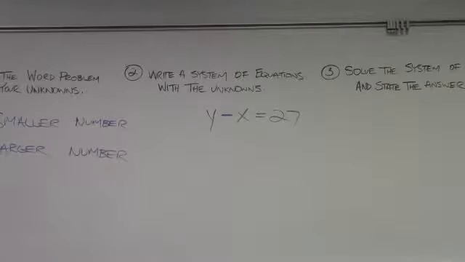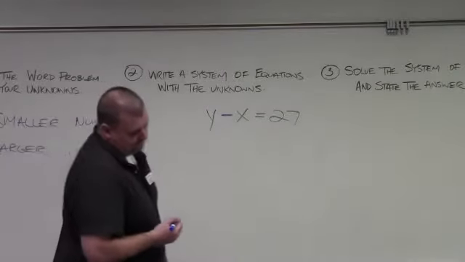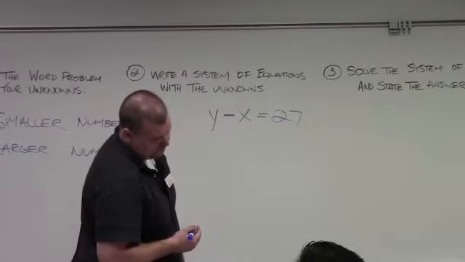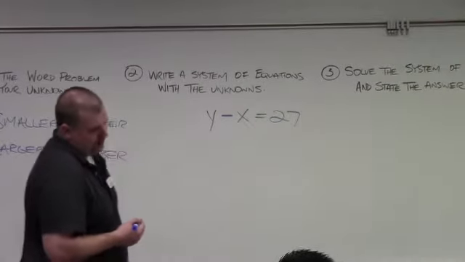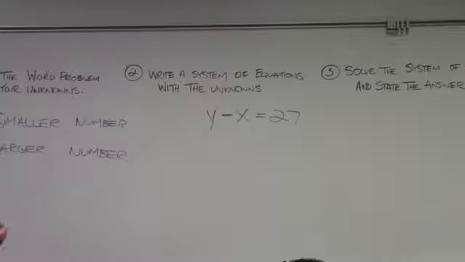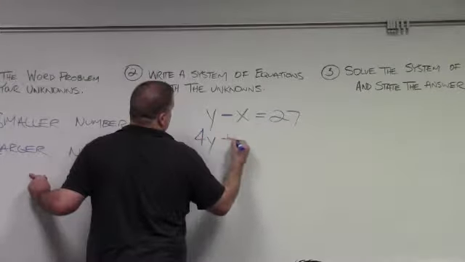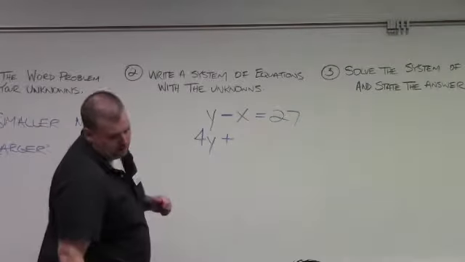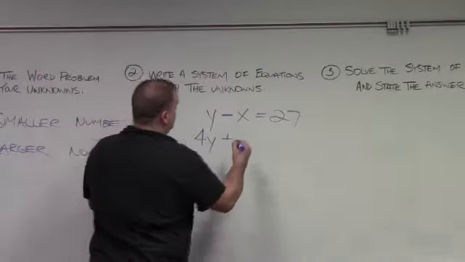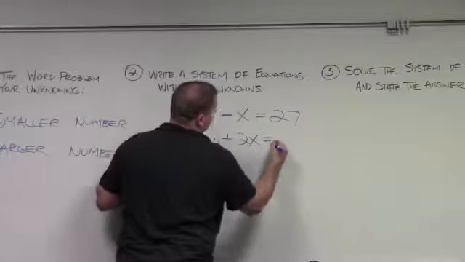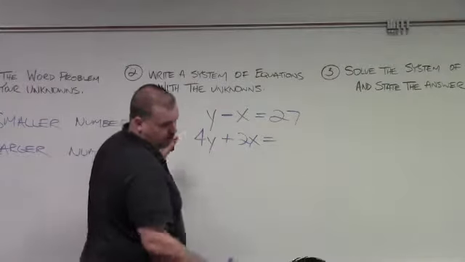What does the second statement say? 4 times the larger is added to twice the smaller. 162. Okay, so if 4 times the larger is added to twice the smaller, the result equals 162.